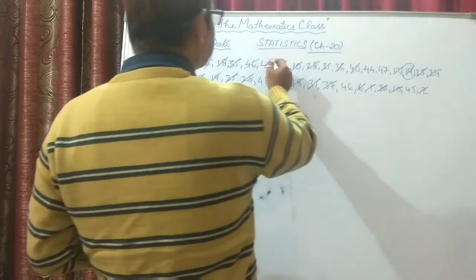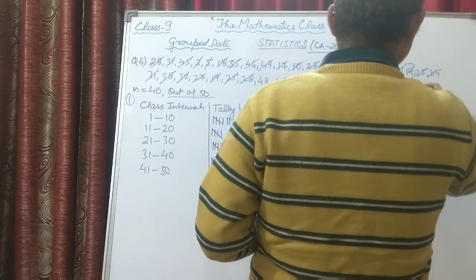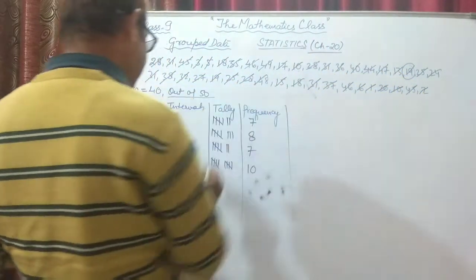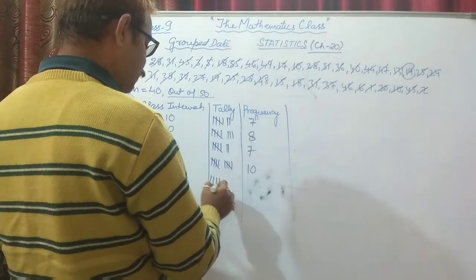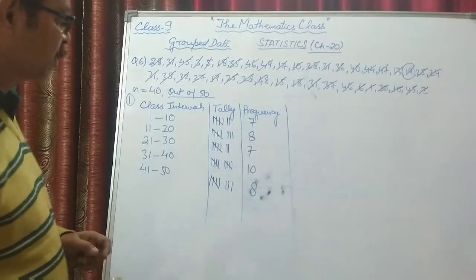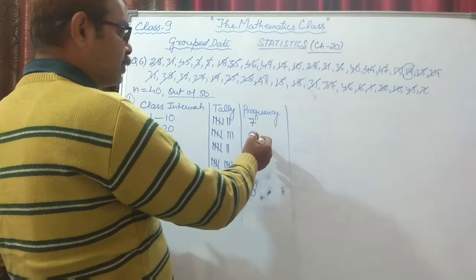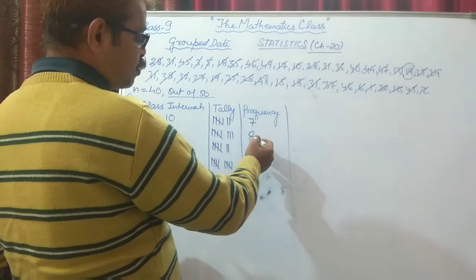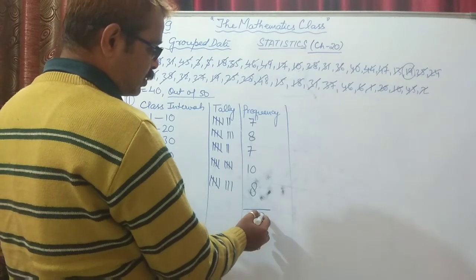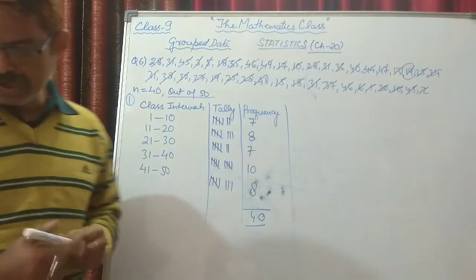1, 2, 3, 4, 5, 6, 7, 8. And this is the frequency table. Now let us see, 7 twos are 14, and 8 makes 22, 22 and 8, 30, then 3 and 1, 4. This total comes out to be 40. So therefore this is our table.